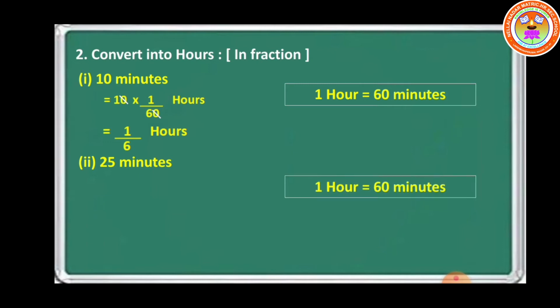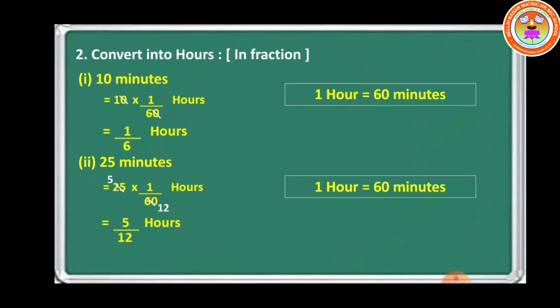The next subdivision, 25 minutes. Since we know 1 hour is equal to 60 minutes, therefore 25 minutes will become 25 into 1/60 hours. Here we are using 5 table to cancel. 5 5s are 25, 5 12s are 60. So our answer will be 5/12 hours.